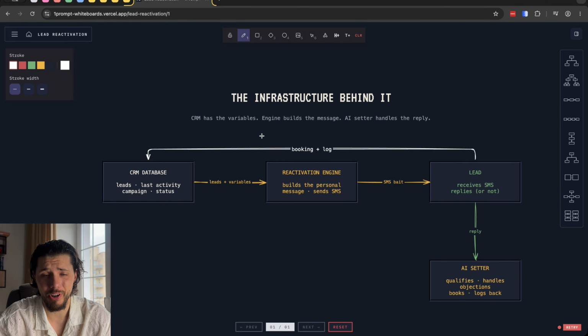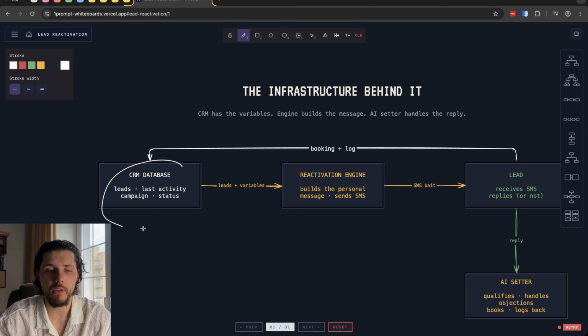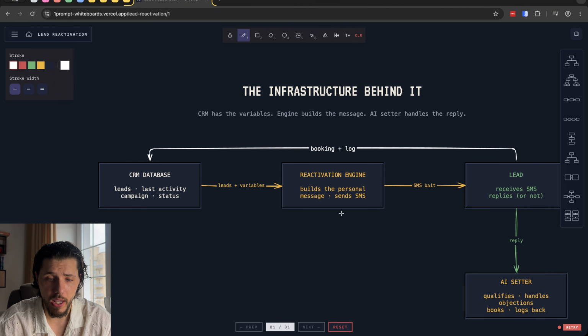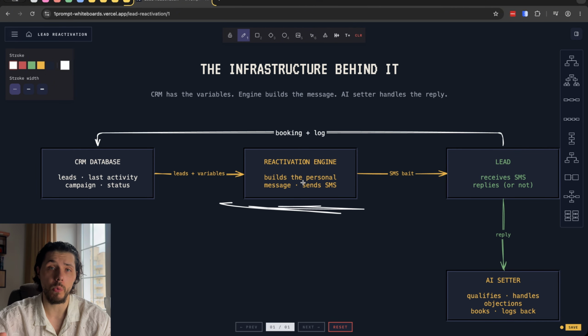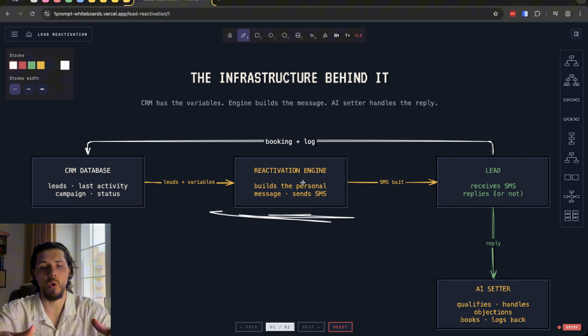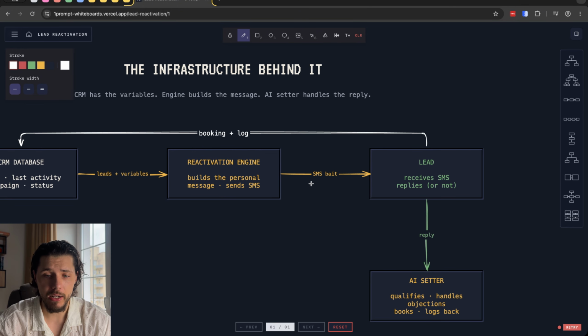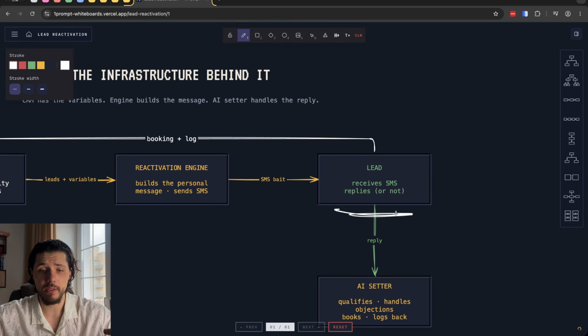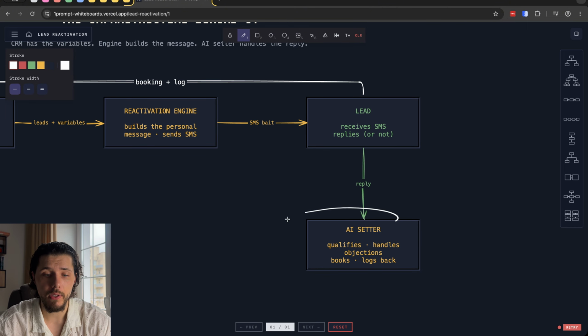Now, in terms of the infrastructure, I believe if you've been watching my videos, you should understand how it works. You have a CRM database. It doesn't really matter what CRM they're using, or if they are literally using an Excel spreadsheet, you can download everything. Ideally, you need to have your own reactivation engine where you can plug all of the leads in, and from which you're going to be sending all the text messages. Obviously, if you want to partner with us and use our system, you can check the link below. And then the lead receives the SMS, right? And if a reply is received, you can have the AI setter.